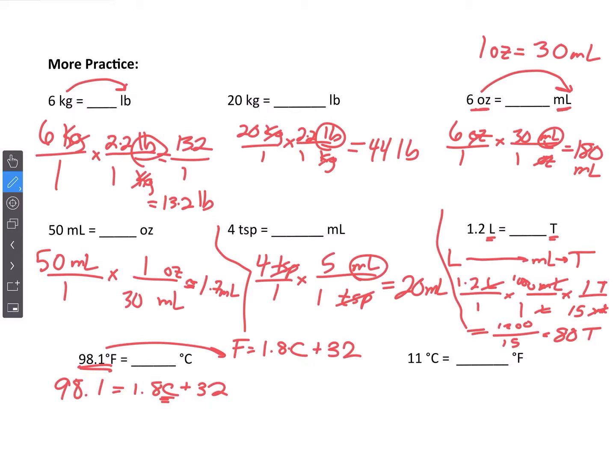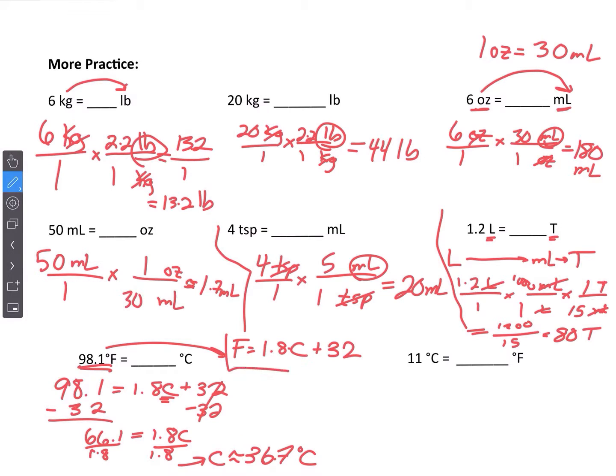So let's work backwards. Let's subtract 32 first. Right? We're going to subtract 32 first. So 98.1 minus 32. This is 66.1. And now let's divide by 1.8. You're going to get approximately, when you divide by 1.8, the Celsius is approximately, if we round this to the tenths place, 36.7 degrees Celsius.